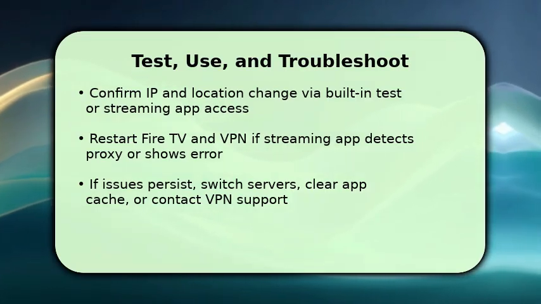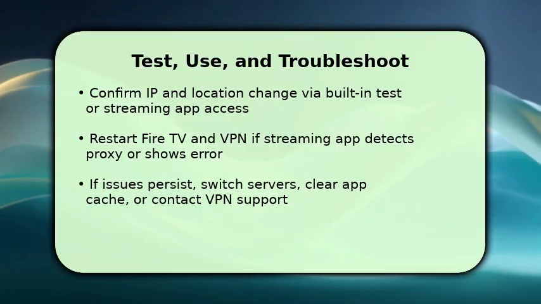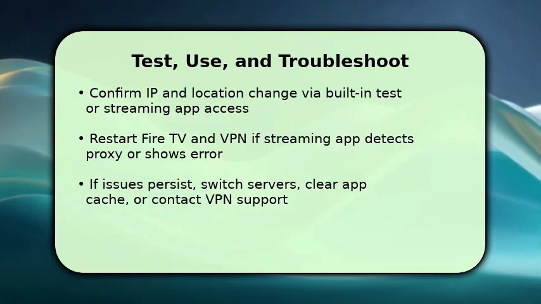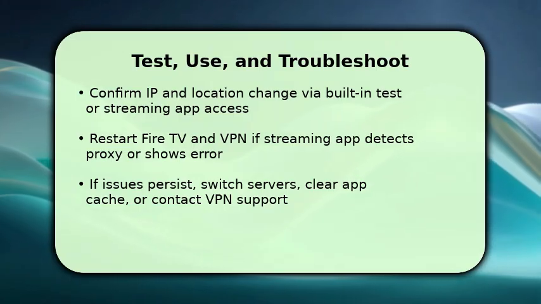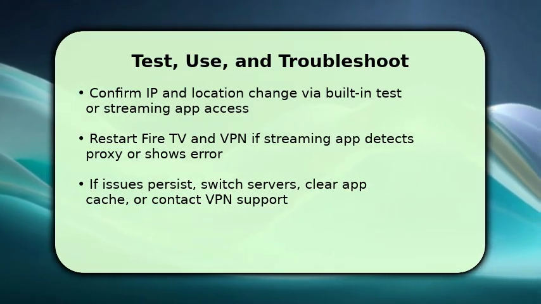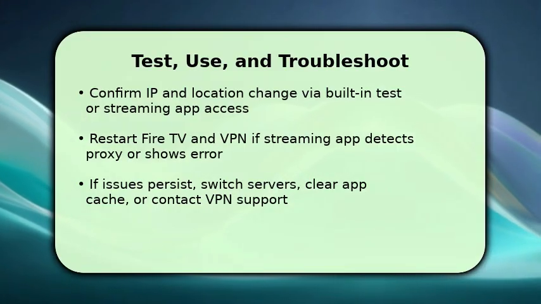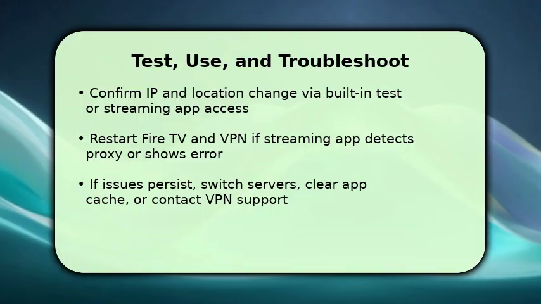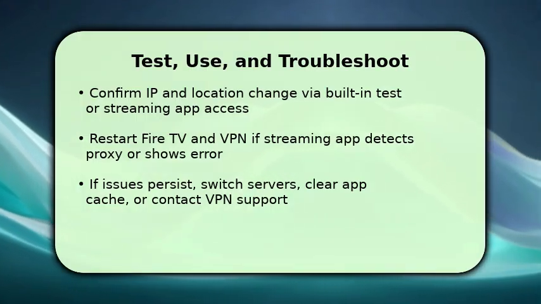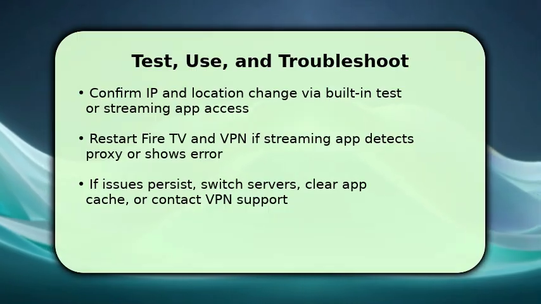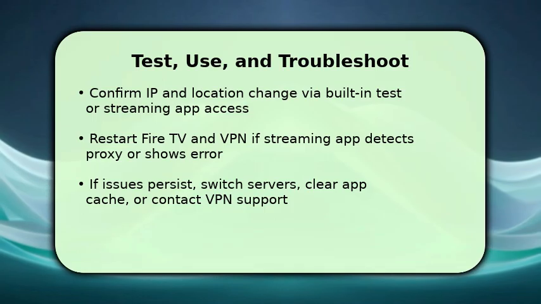If the app flags a proxy or you see playback errors, restart the VPN and the Fire TV. That often resolves DNS or routing glitches. If problems continue, switch to another server, clear the streaming app's cache, and re-authenticate the VPN. If none of that works, contact the VPN's support with logs. They can identify provider-specific fixes quickly.